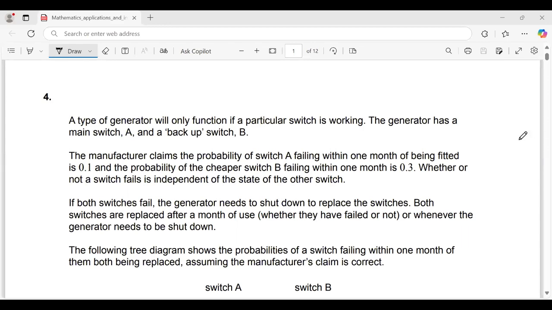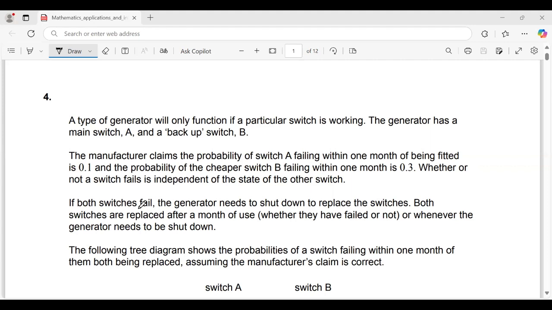Number 4, a type of generator will only function if a particular switch is working. The generator has a main switch A and a backup switch B. The manufacturer claims the probability of switch A failing within 1 month of being fitted is 0.1, and the probability of the cheaper switch B failing within 1 month is 0.3.